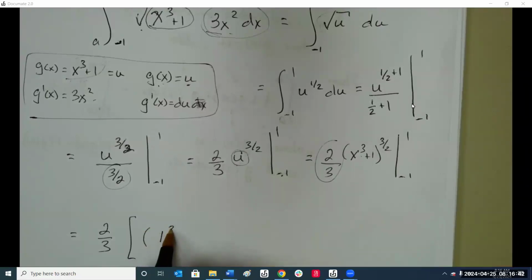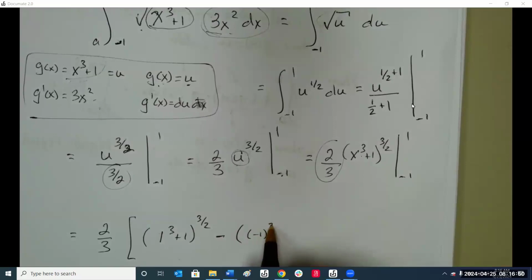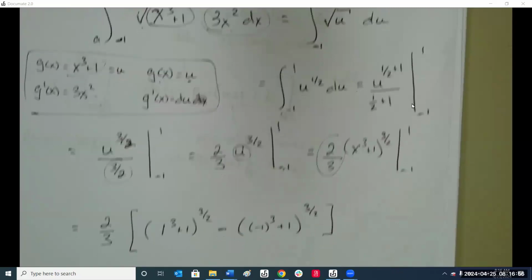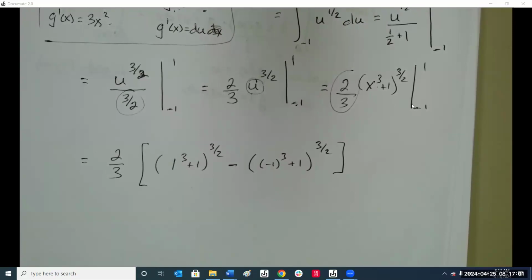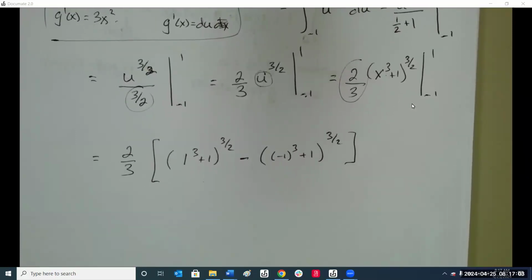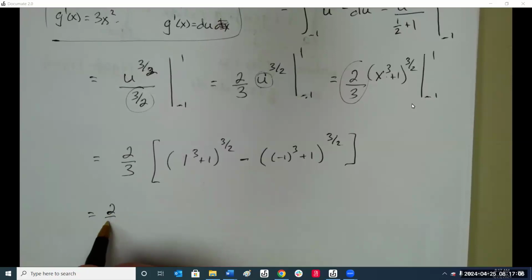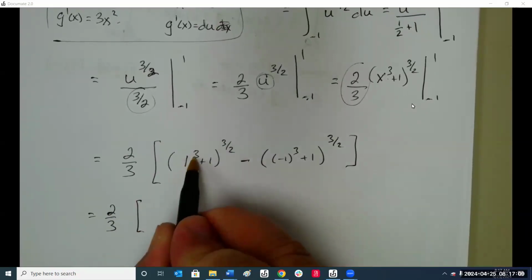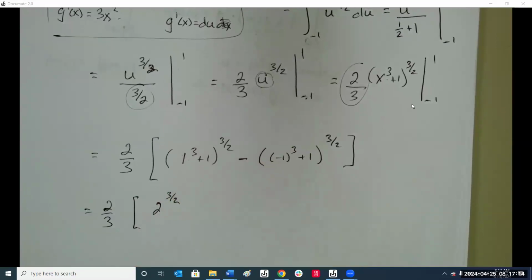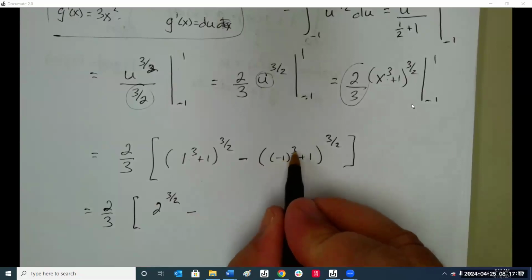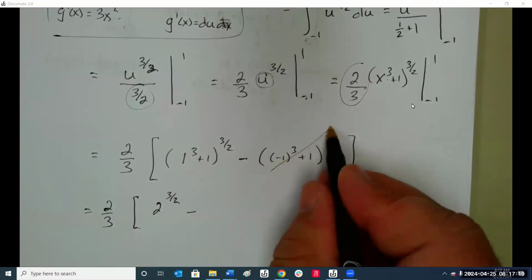So I have 1 cubed plus 1 to the power 3/2 minus -1 cubed plus 1 to the power 3/2. 1 cubed is 1. 1 plus 1 is 2 to the power 3/2. Negative 1 cubed is negative 1 plus 1. That goes to 0.